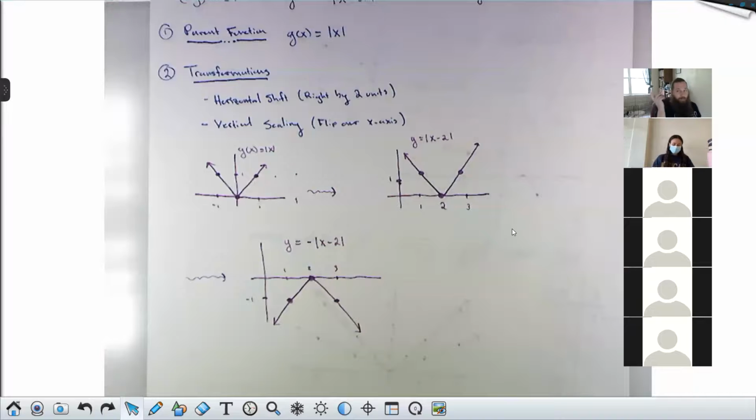And besides plotting points, this is really the only way to get this. The absolute value is kind of like a box. It's hard to get things in or out of the absolute value box. Like I can't just pull this 2 out. There's no way to do that. I can't pull this negative in. There's not a nice way to do that either.